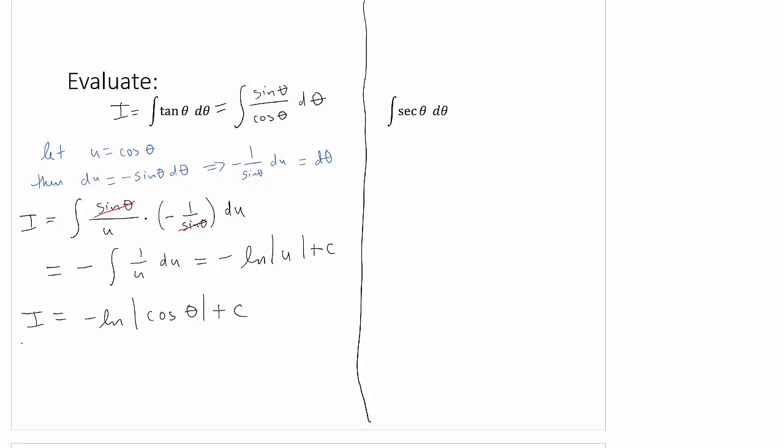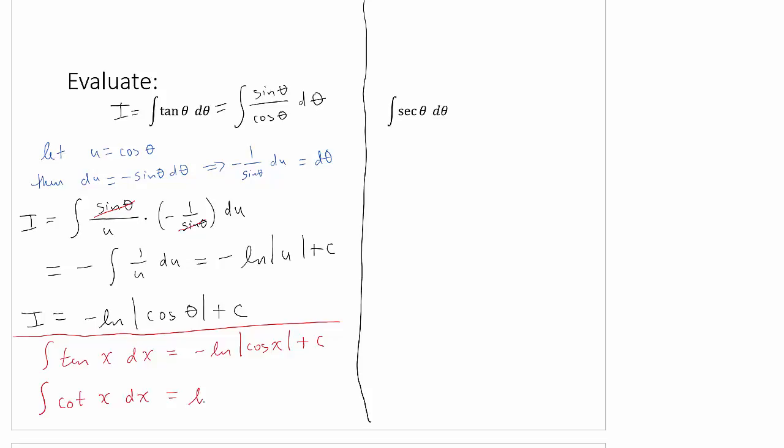This is something you probably want to memorize. The integral of tangent x dx is equal to negative natural log absolute cosine x plus a constant. Using a similar idea, we can show that the integral of the cotangent of x dx is equal to the natural log of absolute sine x plus a constant. We won't prove that one, but it's not too difficult to show.